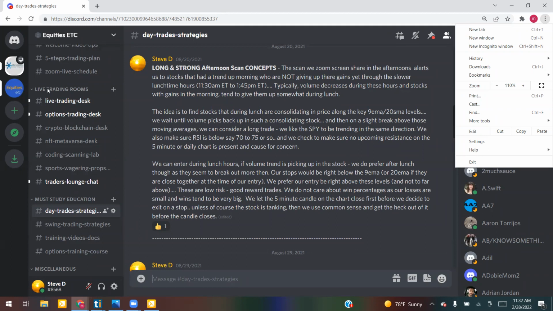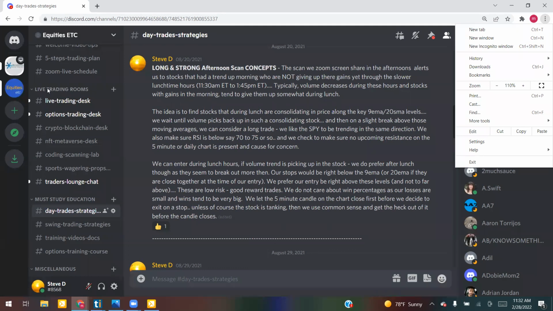The idea is to find stocks that during lunchtime are consolidating in price along the 9 EMA and 20 SMA levels. We wait then until volume picks up in such a consolidating stock. That is criteria 1, right?